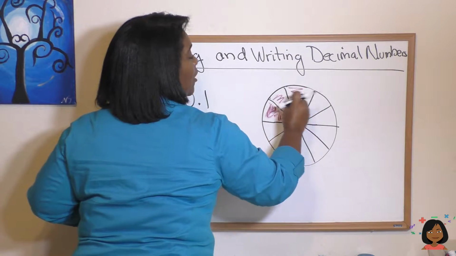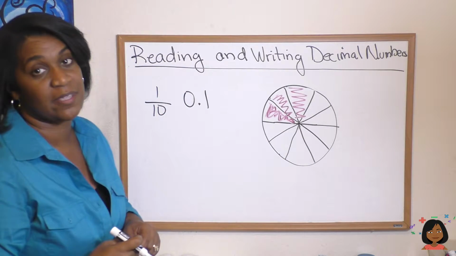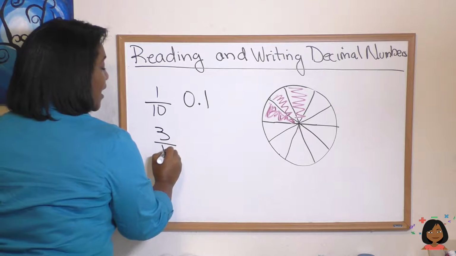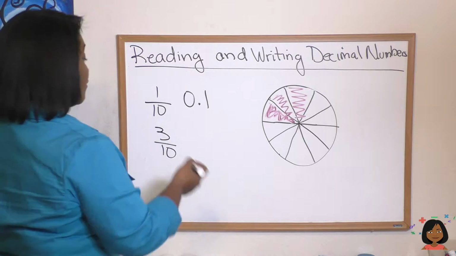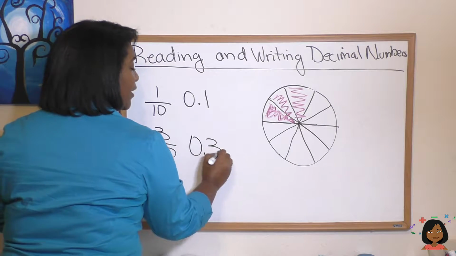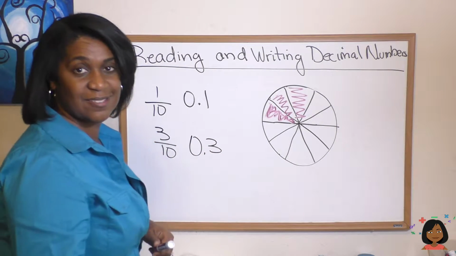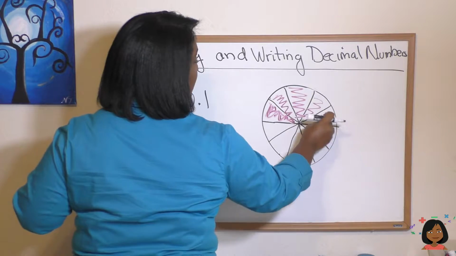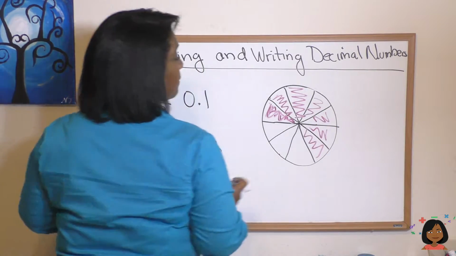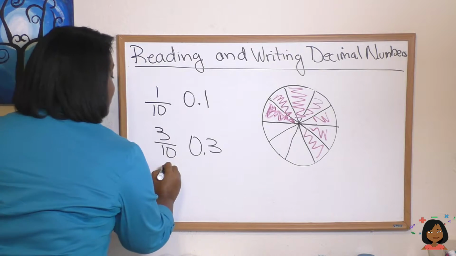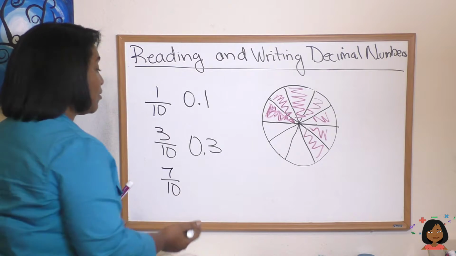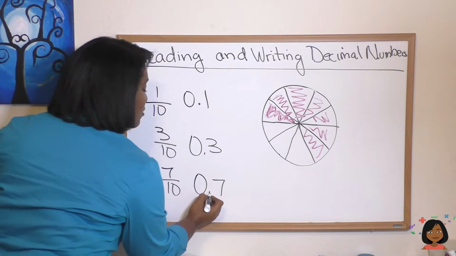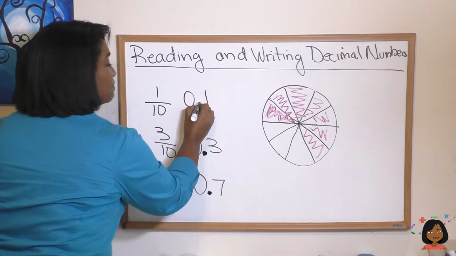Okay, so here we go. I'm going to highlight 2 more pieces. So in total, I've had 3 pieces of pie. Well, what fraction does that represent? I've had 3 out of the 10 pieces. And the decimal for 3/10 is 0.3 because we're still in the tenths place. And let's say I decided to have a full 7 pieces of pie. Now we're down to 7/10. We're still over 10 because 10 is our total. And our decimal is 0.7. Let's make those decimal spots nice and big so you can see them.